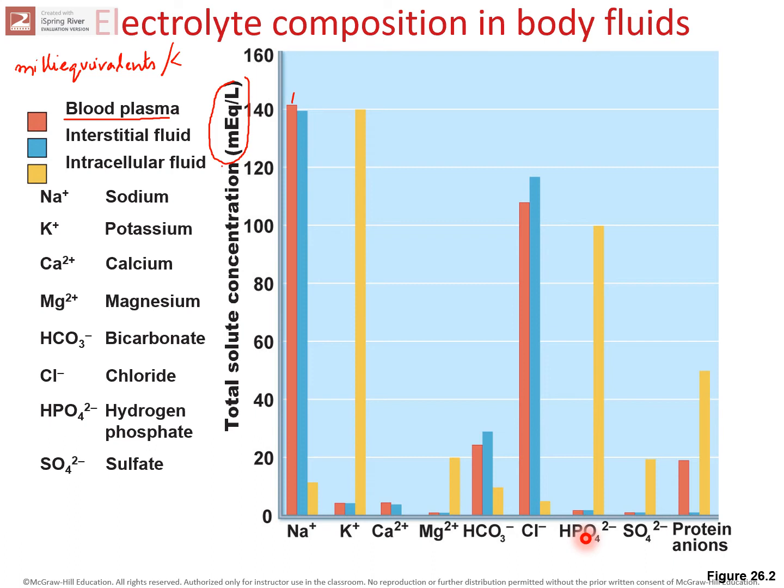You can see the levels of phosphates are high inside the cell, and sulfates are also high inside the cell. Sulfates and phosphates are present in proteins and nucleic acids, and that's why you see more of sulfates and phosphates inside the cell rather than outside the cell. The protein concentration is important because any change in protein concentration can be very harmful.